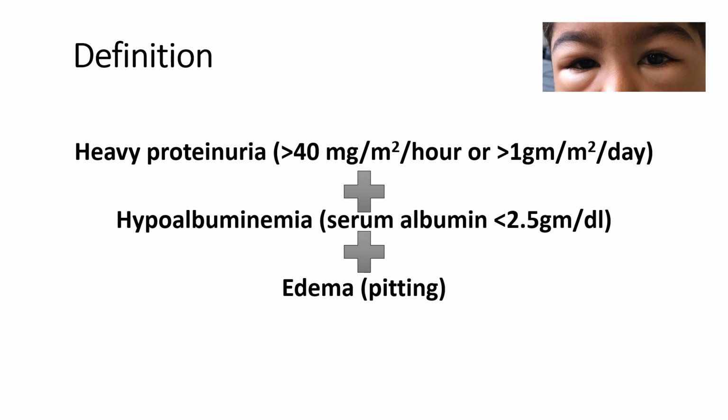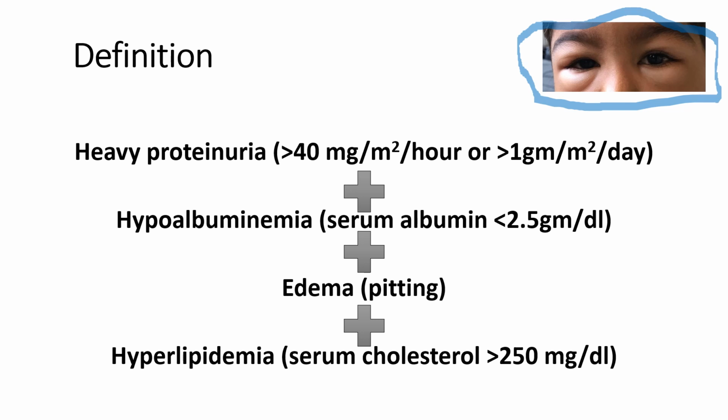So in this picture you can see the child is having the periorbital swelling, which start from the periorbital area then progress to the lower part of the body, and this is pitting edema with hyperlipidemia when serum cholesterol is more than 250 milligram per dl. This is always present in the nephrotic syndrome. So these are the four criteria to label the child is suffering from nephrotic syndrome.